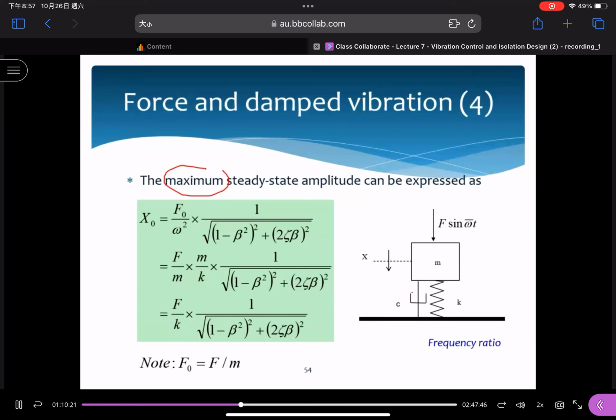It depends, it's up to you. You may make use of this equation or this equation. I just want to let you know that both of them are equivalent. The only difference is that F naught is equal to F divided by M, and beta must be equal to the external frequency divided by the natural frequency. Any problem? In the last case, forced vibrations, we just need to consider this equation. This is the most important equation.